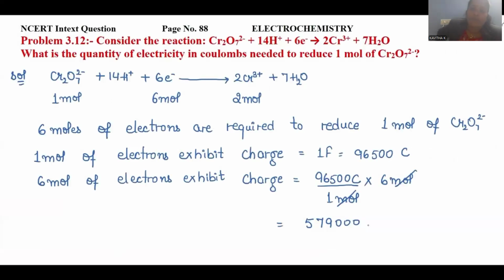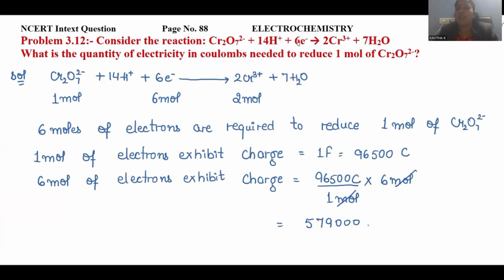Here is a problem based on dichromate titration. This is the question, a problem pertaining to electrochemistry, and an NCERT textbook question. Consider the reaction: dichromate treated with 14H+ and consumption of 6 electrons.